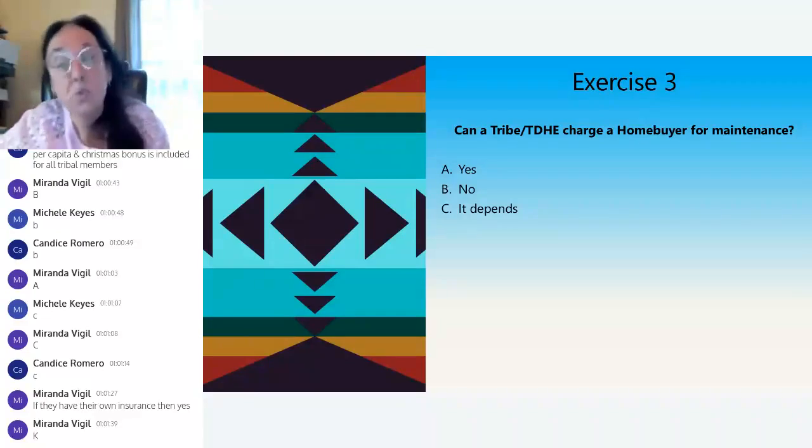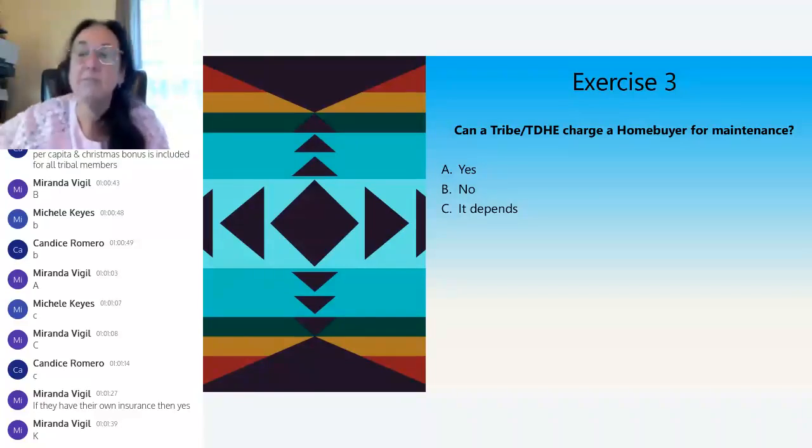So you can charge them. They pretty much have to agree with it, or it has to be a situation where you got this long to fix this, and if they haven't done it, then you're going to send somebody in and bill them. Okay.